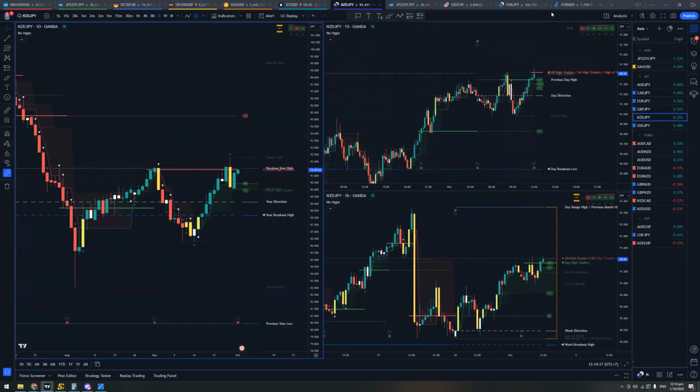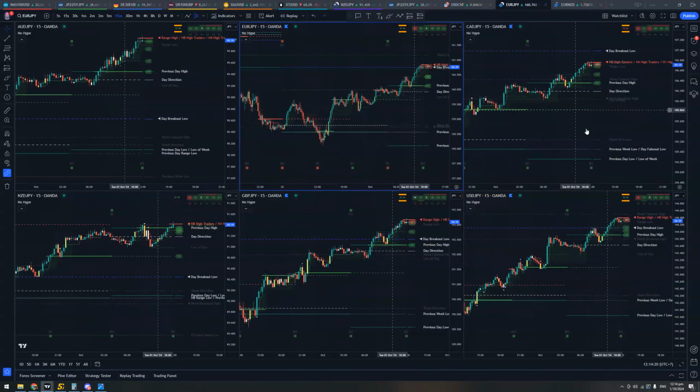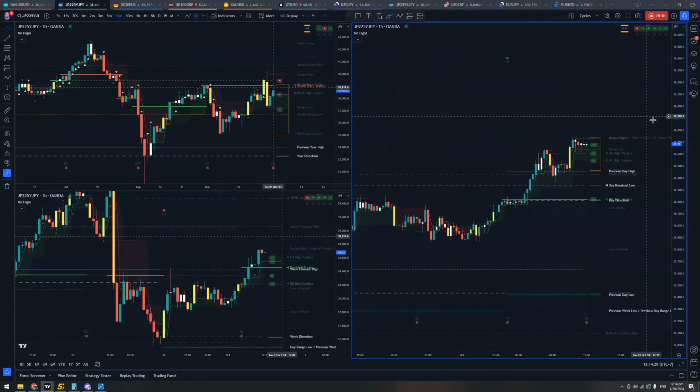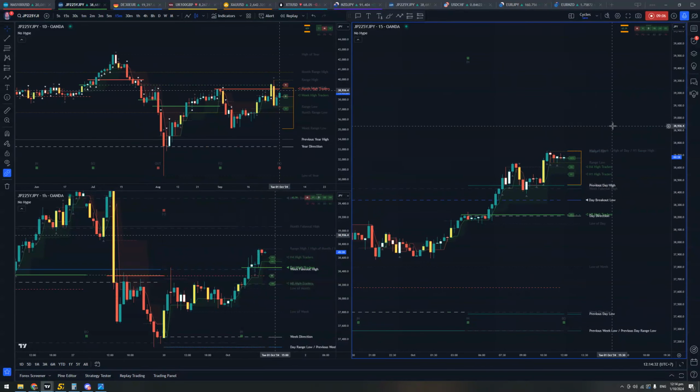Did my Asia Forex pairs, but did not really pay attention to them. Yeah, just focused on Nikkei today. And that's it. Now, don't know if I'll be trading London today, but if I do, I'll post something up.